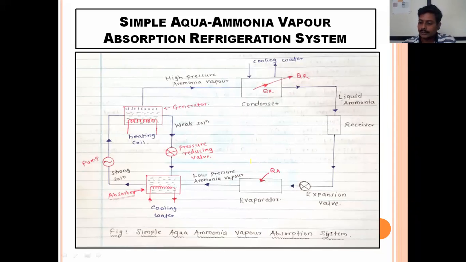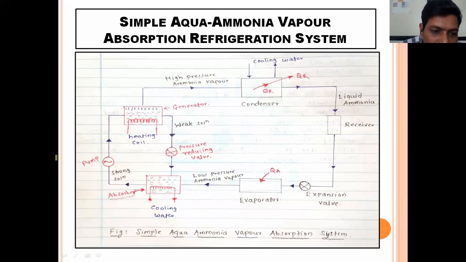As we are saying, the main purpose of using any vapor absorption refrigeration system is to eliminate the use of high grade energy for running that refrigeration system. And the second point is to eliminate the moving parts, so that the chances of leakage of refrigerant also go on decreasing.